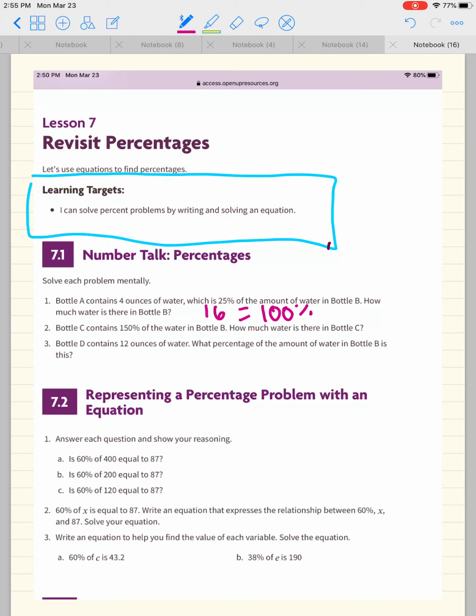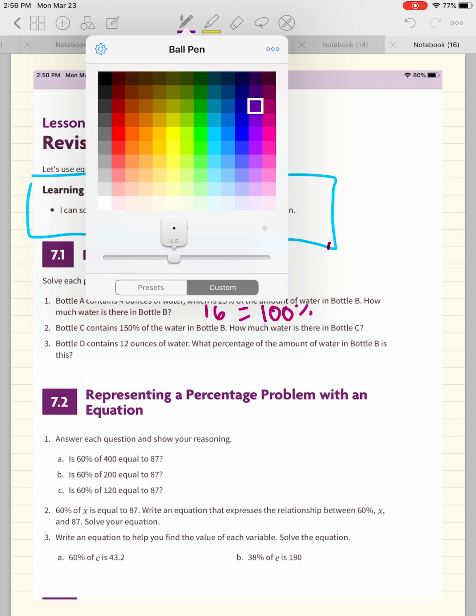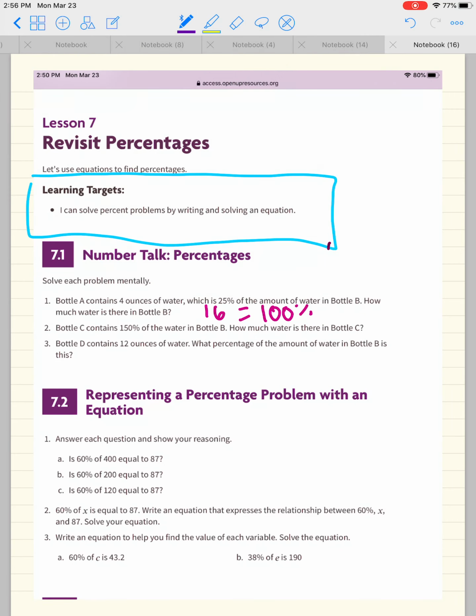Okay, looking at number 2. Bottle C contains 150% of the water in bottle B. How much water is there in bottle C? Okay, so we figured out that bottle B has 16 ounces in it, and that is 100%. So in order to figure out what 150% is, you need to first figure out what 50% of 16 is.